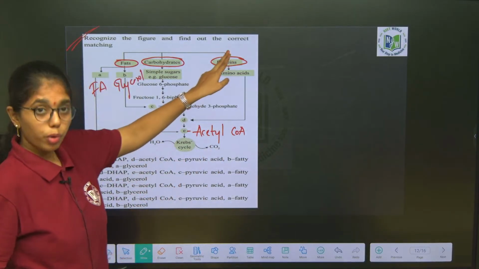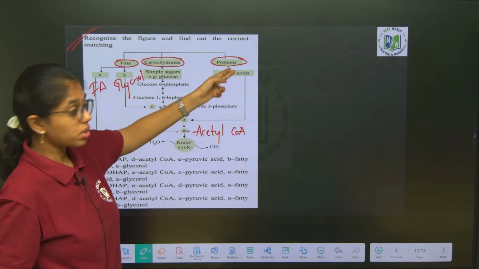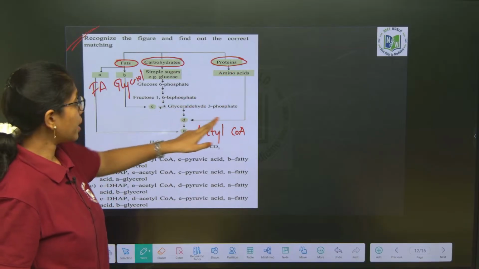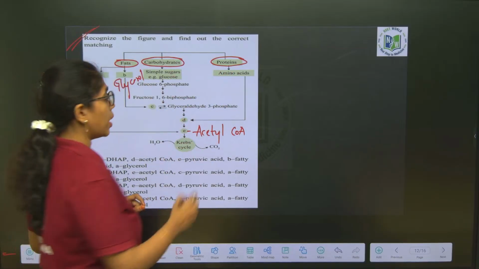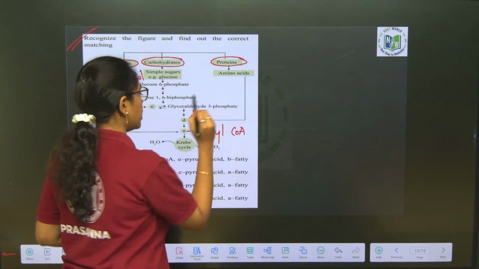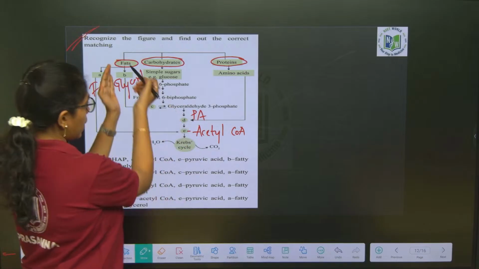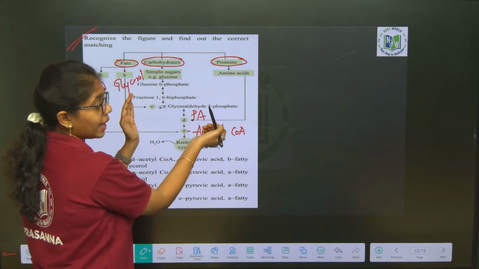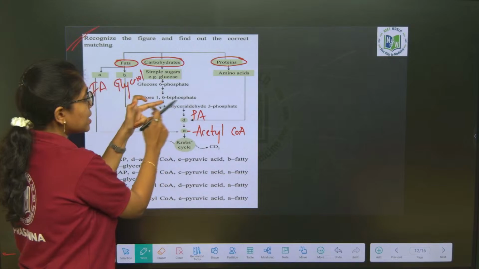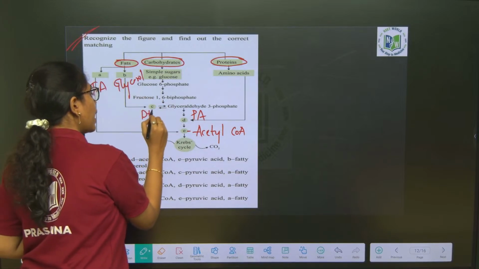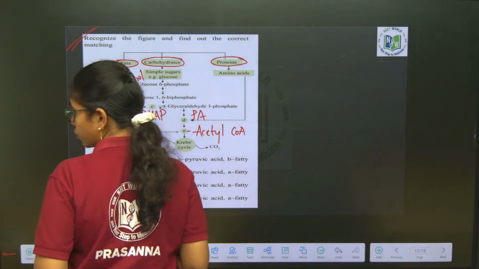And we all know proteins turn to amino acids, they get deaminated and they will enter the respiratory pathway as pyruvic acid. So here it will be pyruvic acid. Glycerol will be entering, glyceraldehyde 3-phosphate is already there. This can be isomerized to DHAP, dihydroxyacetone phosphate.